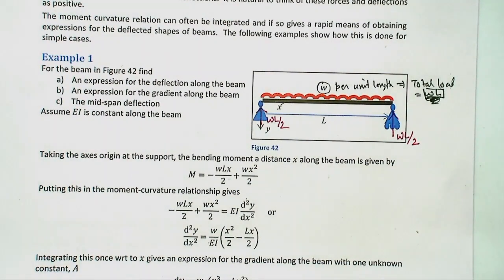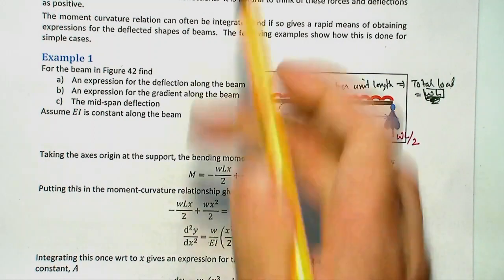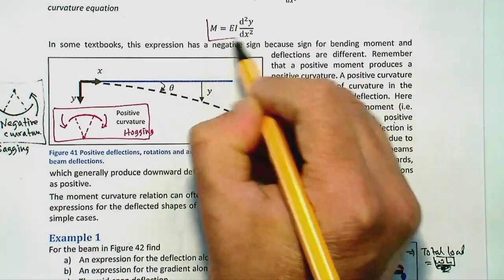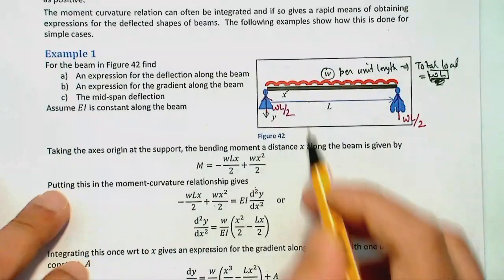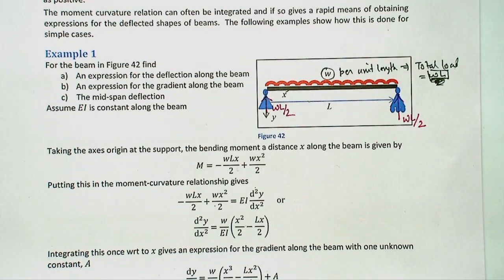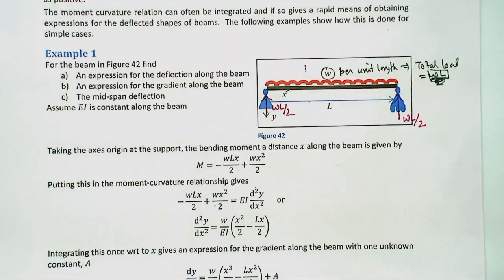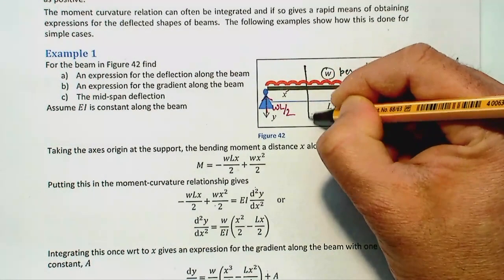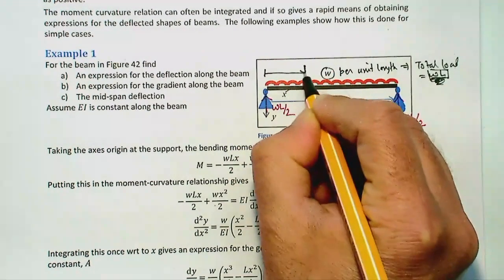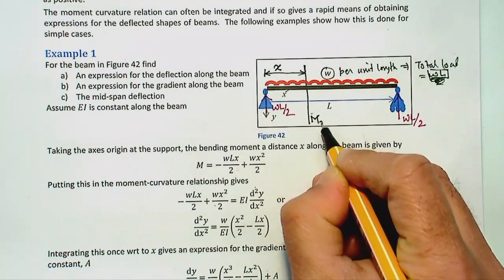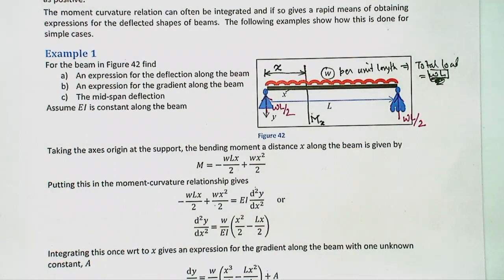So how do we use this expression to calculate deflections? We'll be using these expressions. What we need is to find the moment at a generic distance, at an arbitrary distance x. So if I take a distance x from the left hand side, I want to find what is the moment at that location.